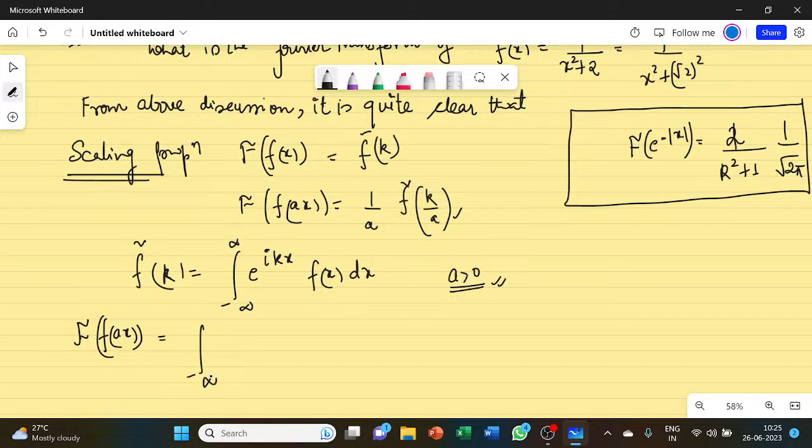So it will be the integral from minus infinity to plus infinity of e to the power iota kx, and instead of x I will write ax in f of ax, and this is dx. Now if I write ax as simply y, your dx will simply become 1 upon a dy.